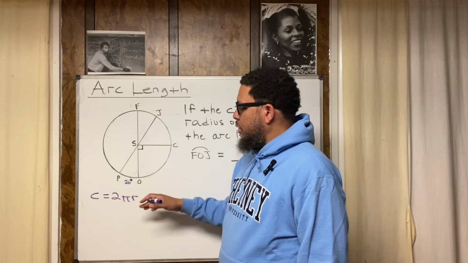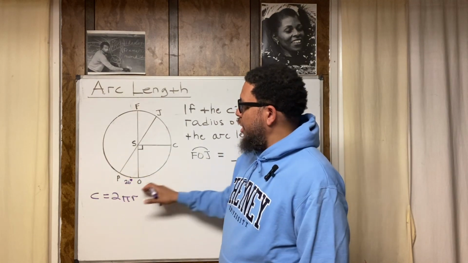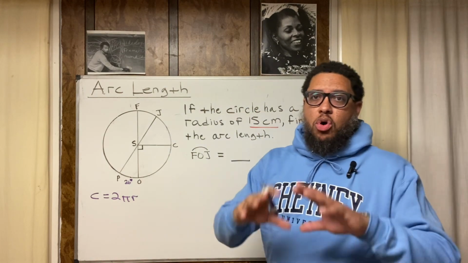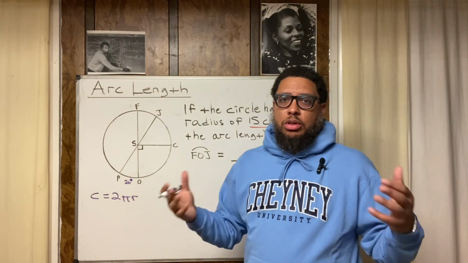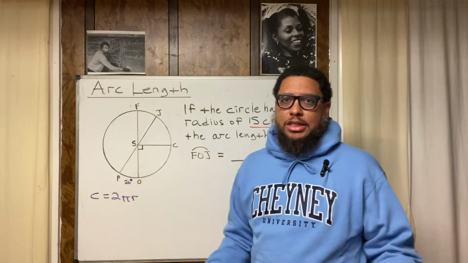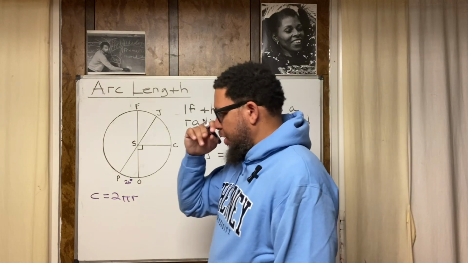All right. So we're gonna figure out the circumference. We're also going to figure out what the arc measure of this arc is, FOJ. And then we're going to figure out what fraction that is of the whole circle's arc measure. The whole circle's arc measure is 360, right? A whole circle has a measure of 360 degrees. All right. So let's go ahead and find the circumference.